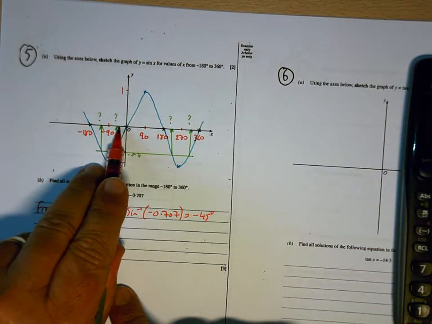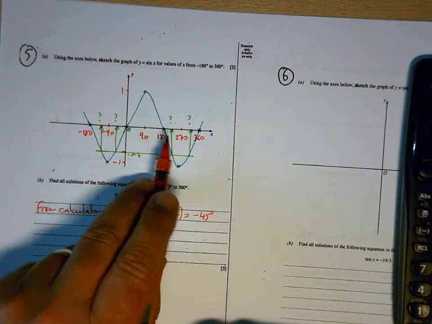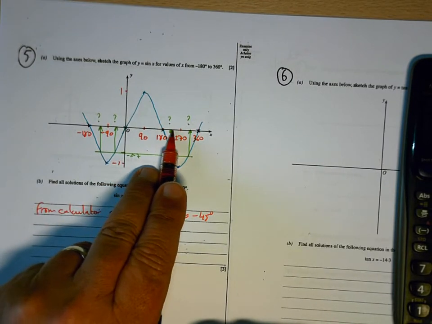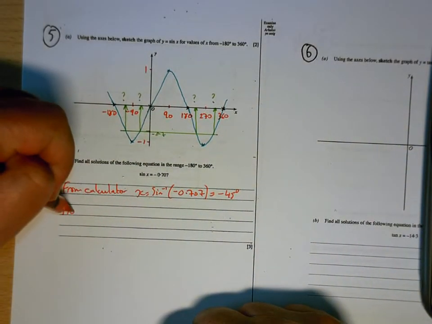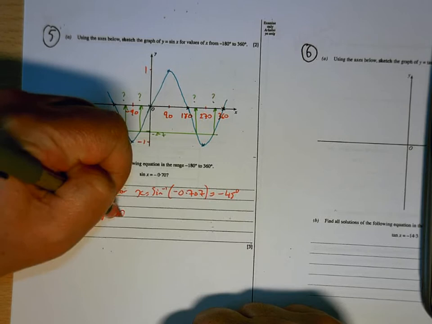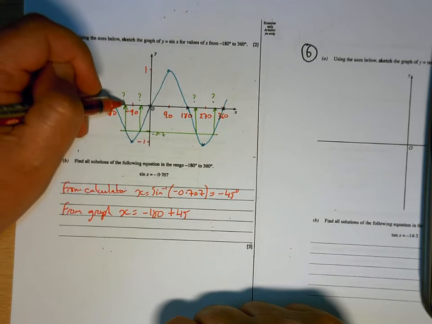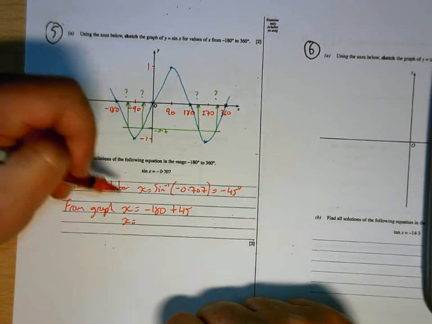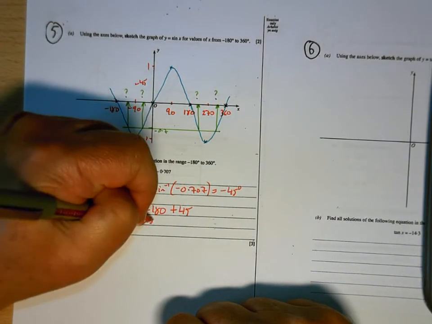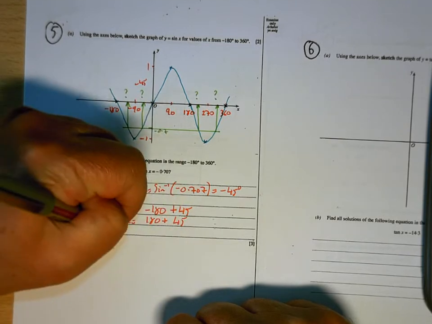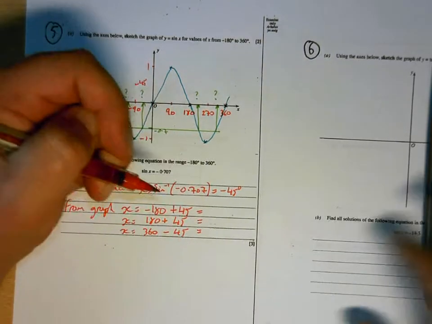And then from the graph, that's the minus 45, so that's going to be 180, bringing in 45 degrees. You're going to add 45 degrees to it. That one's going to be 45 on from 180, that one's going to be 45 in from 360. So from graph, x is minus 180 plus 45, which is that one. X is, we know that one, that's the negative 45 one there. X is 180 plus 45, and x is 360 less 45.